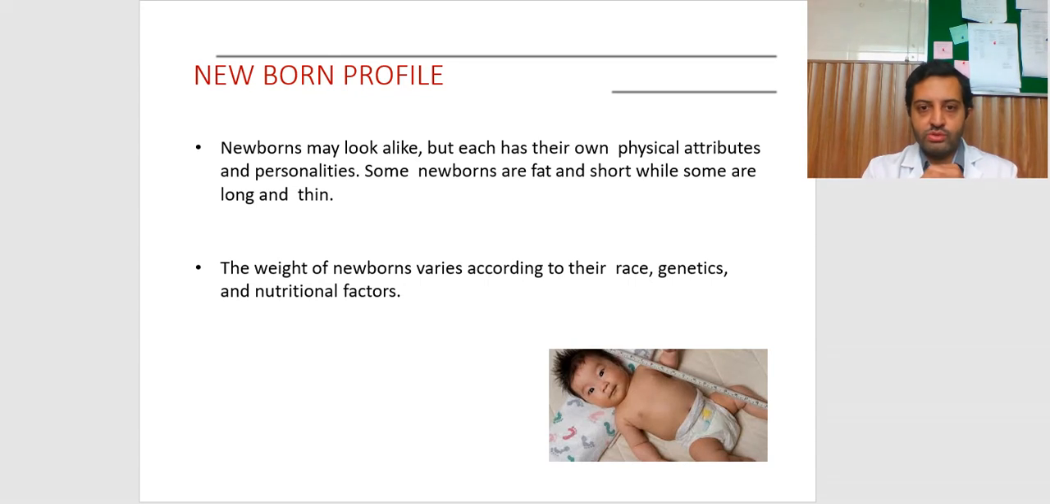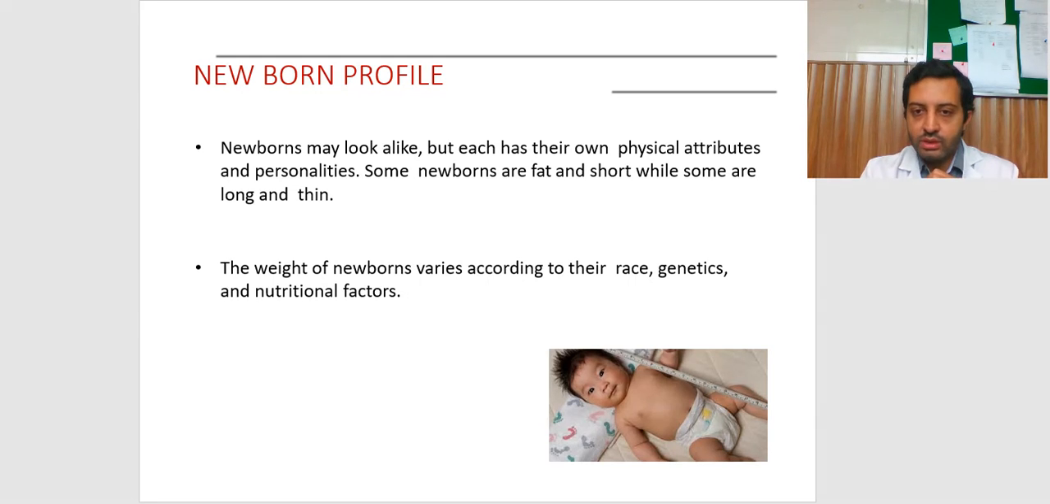So, a newborn is a baby who is up to the first 28 days of life, and after 28 days of life, up to 1 year, we call it an infant. Newborns may look alike in their physical appearance, but there are individual variations among newborns as well.